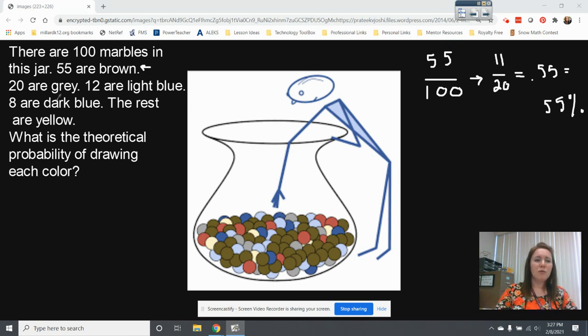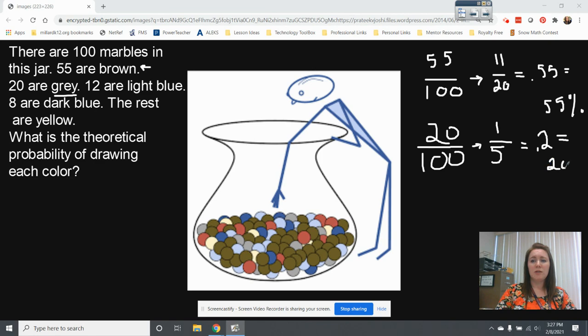Okay, so let's move on now to gray. Well, it's still just 100 is the total. The part is now 20. And that can be simplified to 1 over 5 if we divide by 20 on the top and the bottom. And that just equals 0.2 as a decimal. It also equals 20%. So same as before, that means 20% of the time we expect to draw a gray marble, or there's a 20% chance that we're going to draw a gray marble.